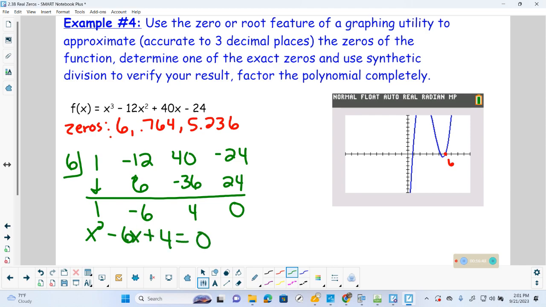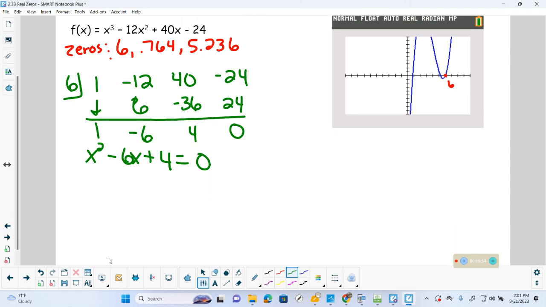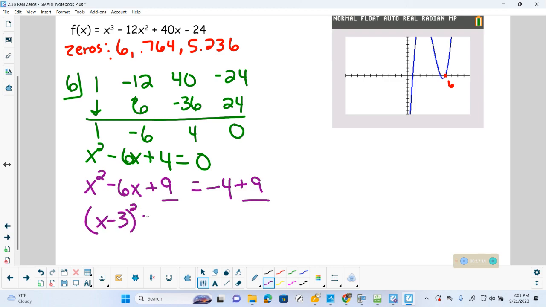Okay, so choices now to get the other 2 exact answers out of this. You could use the quadratic formula or completing the square. This is probably a good one to complete the square on. Let's review that. I'm going to move the 4 to the other side. Half of 6, 3. 3 squared, 9. We're going to balance, put that on the other side. So this now factors into x minus 3 squared, and -4 plus 9.